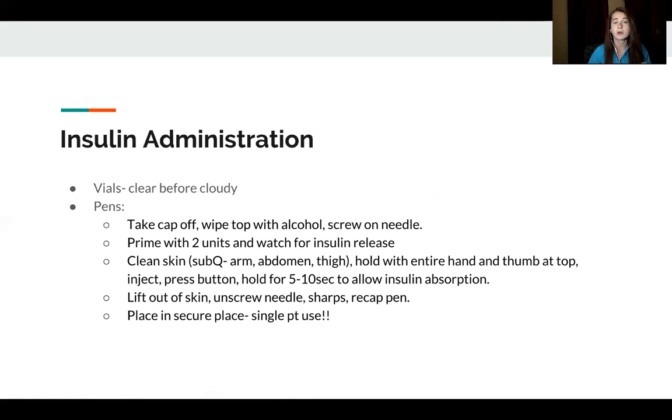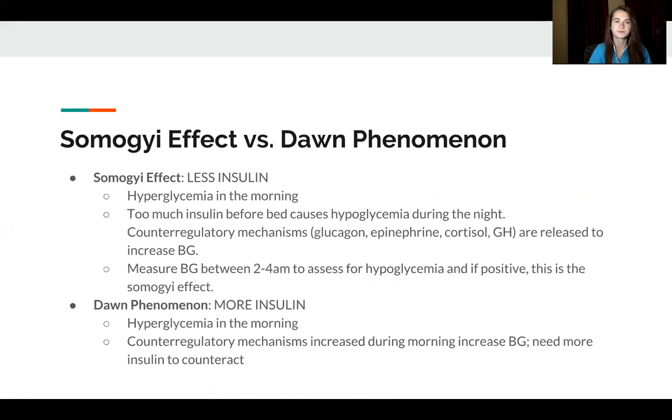It can go anywhere where there's fatty tissue. It can go in the abdomen, about 2 inches from the umbilicus, the thigh, the back of the arm. Make sure you clean the skin before injecting as well, and then hold it down for 5 to 10 seconds before withdrawing the needle to make sure that all that insulin is being absorbed. And lift it out of the skin, unscrew it, place the needle in the sharps, and it is ready for the next go round. And these are only single patient use, so please do not use them on multiple patients. They're often labeled with a patient label, and then they can be sent home with them when they are discharged.